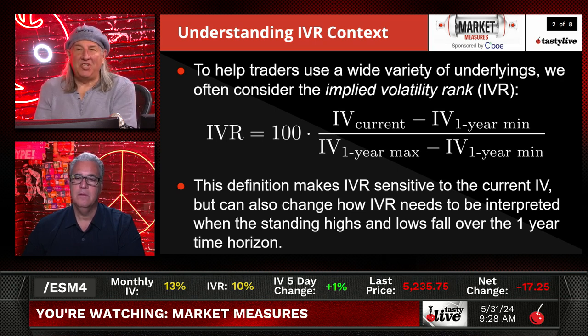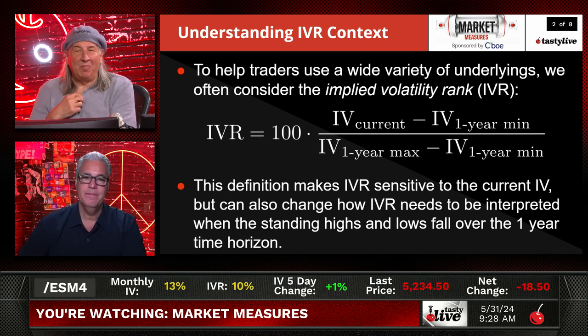The definition makes IVR sensitive to the current implied volatility, but it can also change how IVR needs to be interpreted when the standing highs and lows fall over a 1-year time horizon. Because we found through our research that 1 year is the perfect time horizon. We used to let customers determine the duration, the time horizon. This is something that we came up with years ago when we built thinkorswim, and we've popularized it. It's now become an industry standard.